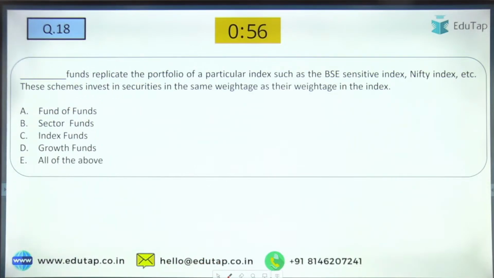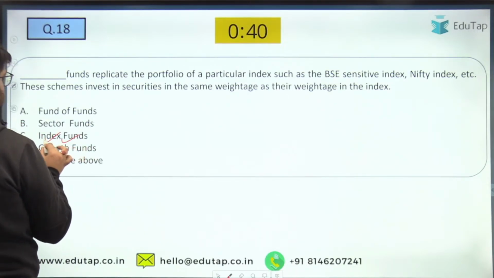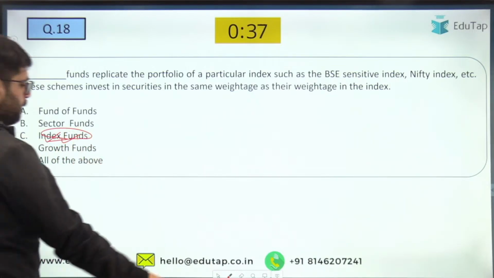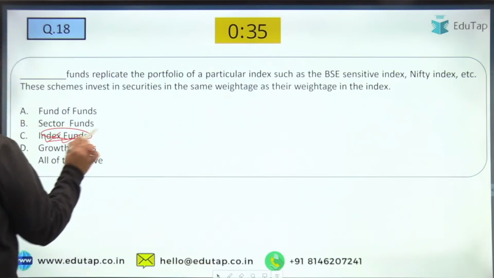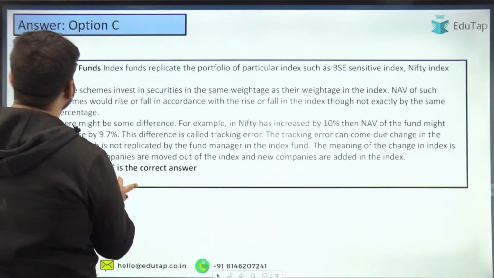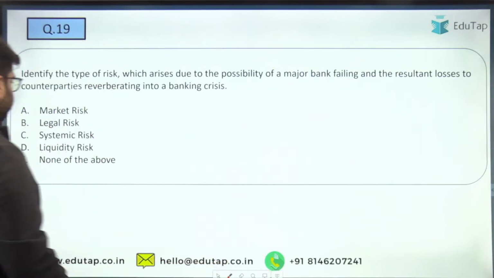Now, this has been taken from your mutual fund only. A scheme or a fund which replicates a portfolio, such as BSE or Nifty, these schemes invest in securities with the same weightage as the weightage in the index. This is basically known as your index fund. Index fund basically replicates an index. So your answer over here will be option number C. Now let's move forward to question number 19.